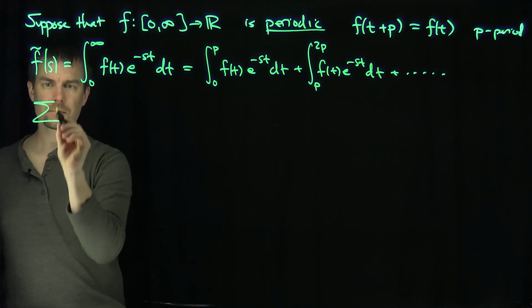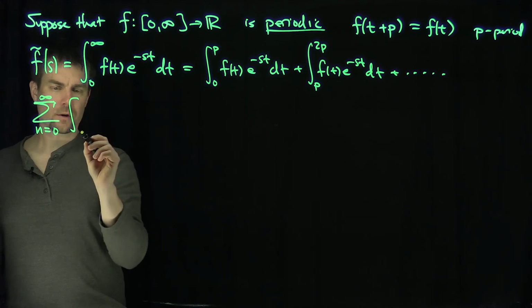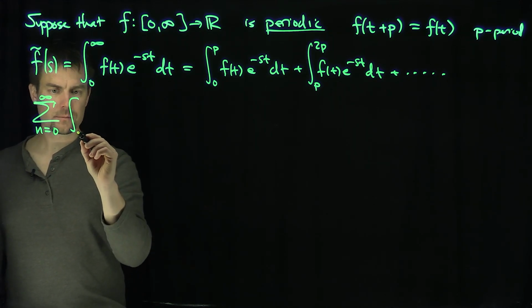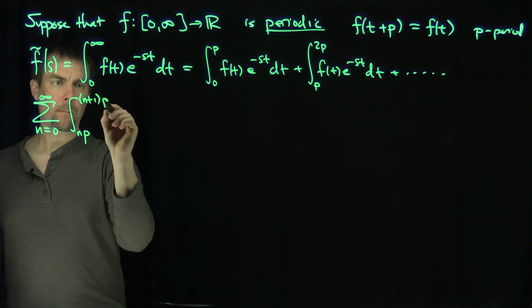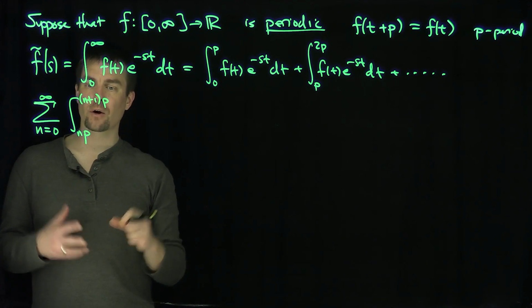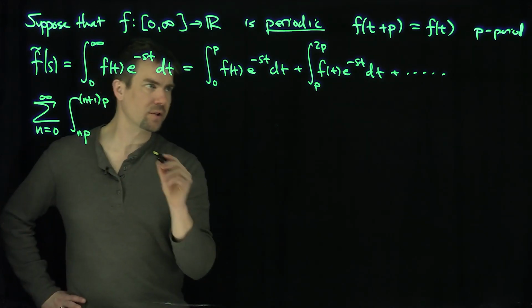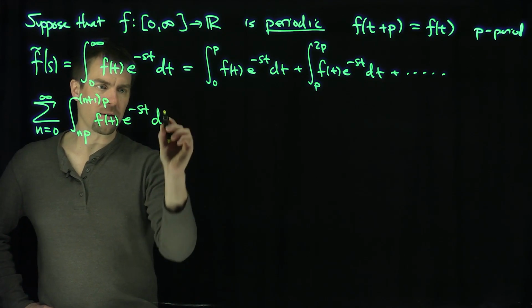This is the sum, n goes from 0 to infinity, of the integral from np to (n plus 1)p. Let's check. When n is equal to 0, I go from 0 to p. When n is equal to 1, I go from p to 2p, etc. So this works. Of f of t e to the negative st dt.